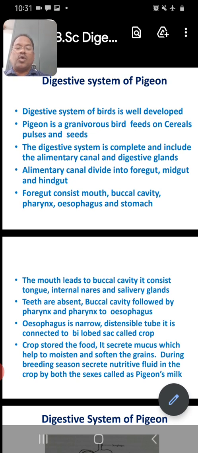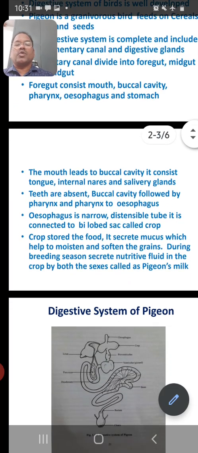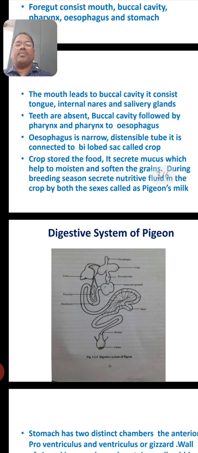The crop stores the food and it secretes mucus, which helps to moisten and soften the grains. During the breeding season, a nutritive fluid is secreted in the crop by both the sexes, called pigeon's milk. So in the breeding season, a special milk is produced in the crop, and that is useful for the young ones. The young ones are fed on the pigeon's milk.